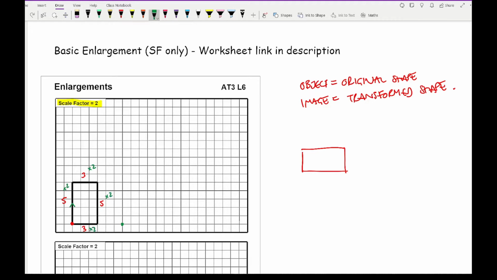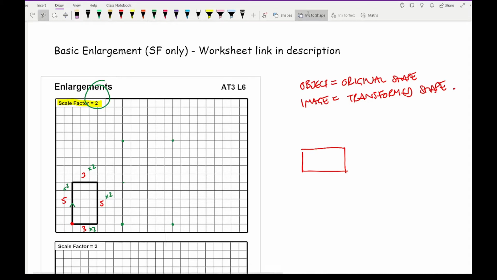And why is it 2? Because the scale factor is 2. So rather than going 5 up, I'm going to go 10 up. So that's 5, and then count another 5, and that's going to be there. And then from there, rather than going 3 across, I'm going to go 6 across, which is going to be there. And rather than going 5 down, I'm going to go 10 down. And lo and behold, I've got my rectangle.